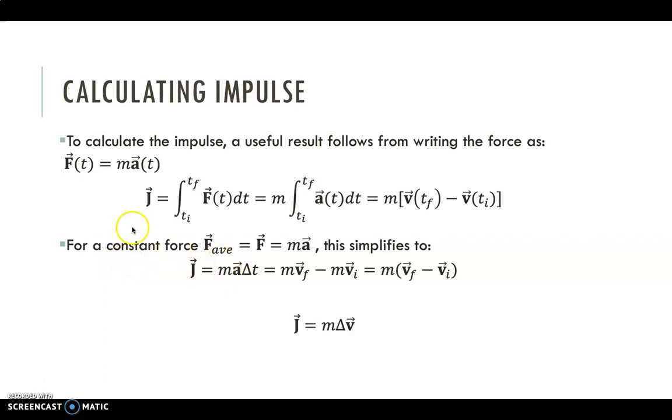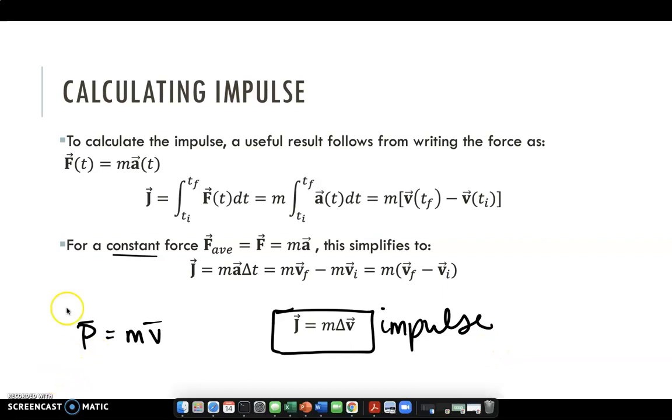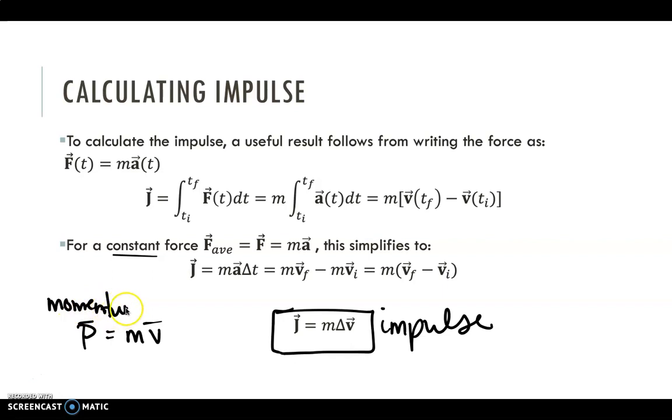If we have a constant force, so our F average is just some F, we can then simplify this, plugging these values in again, and this is our impulse. So our impulse, as you can see, is very similar to our momentum, right? Because our momentum, remember, is equal to mv. Okay, this is momentum. So if our momentum P equals mv, that means if we take the change in that, which is our impulse, then we'll get m delta v, which makes sense, right?